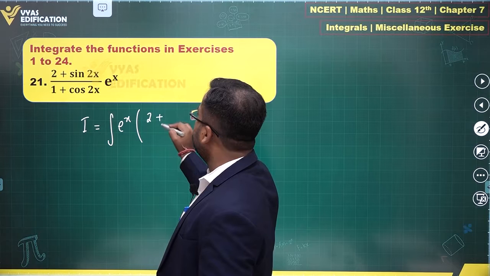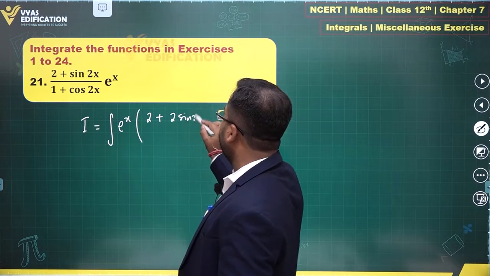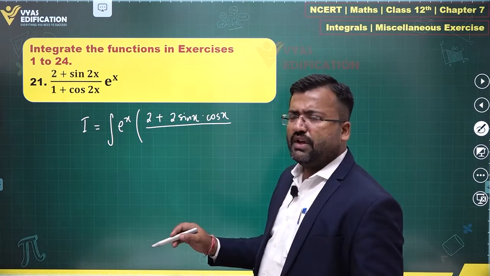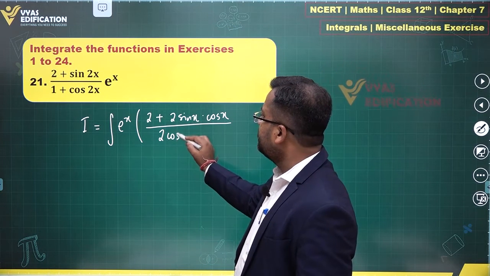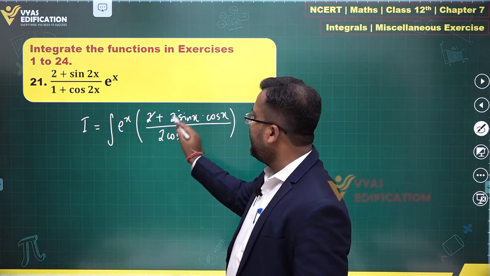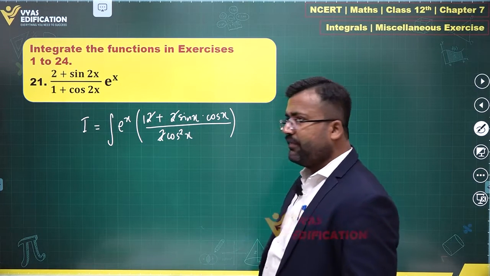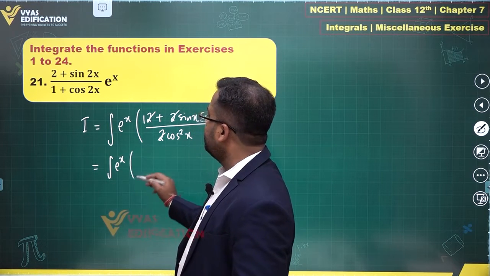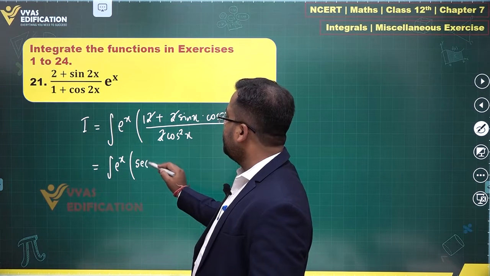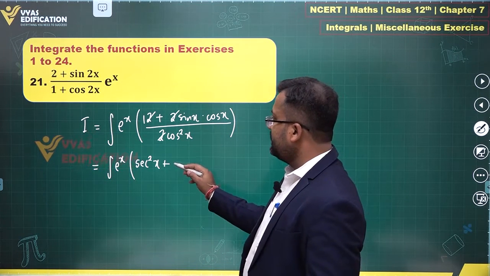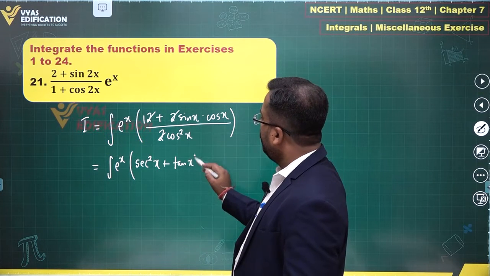I is equal to the integral of e power x times, what do I have? This is 2 plus sin 2x, where sin 2x is 2 sin x cos x. And I can write 1 plus cos 2x as 2 cos square x. Oh, 2 comes out common, and the 2 actually gets cancelled. This is 1 only. So this is the integral of e power x times (1 upon cos square x, which is nothing but sec square x, plus sin x upon cos x, which is tan x) dx.